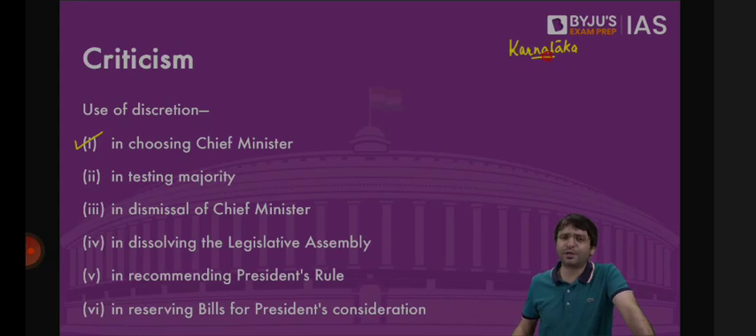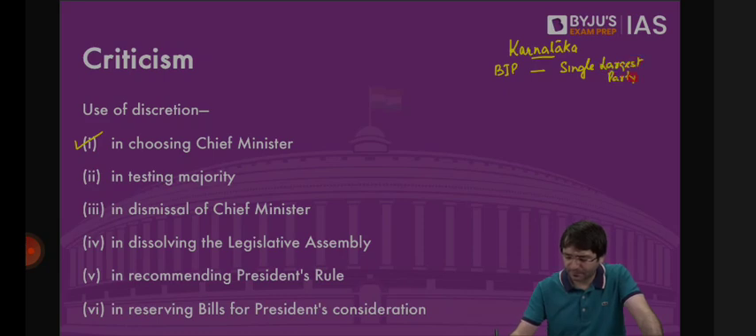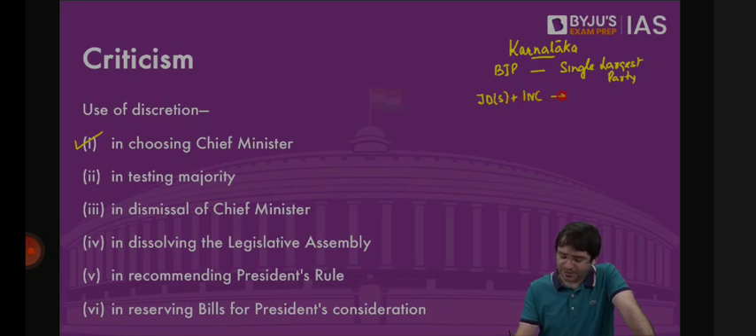No political party got the majority, but BJP emerged as the single largest party with close to 104 seats, but it was still short of the majority. Two other political parties, JDS plus Indian National Congress, decided to come together to form the government, and both of them together had the majority.